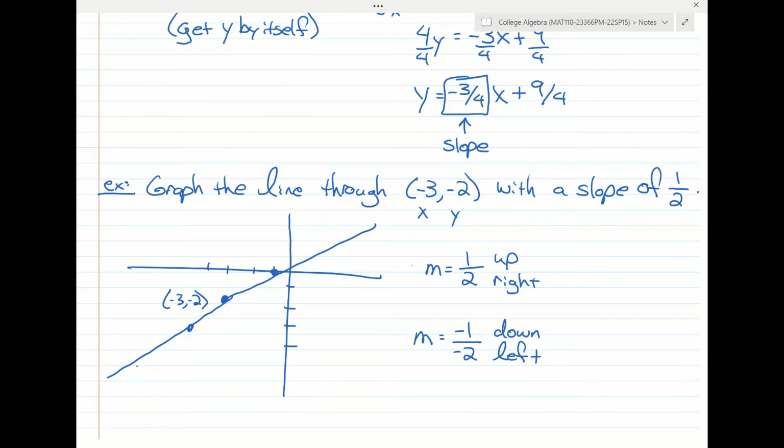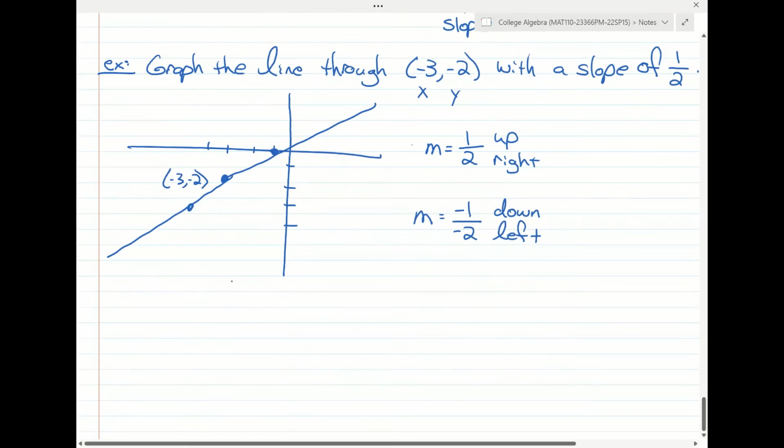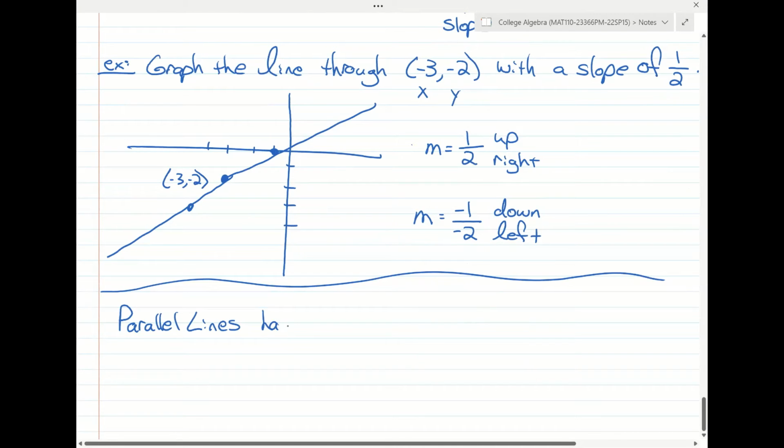One other thing to talk about with slope, and that's parallel and perpendicular lines. Parallel lines have the same slope, and they also never touch. Sometimes we draw lines that look like if they keep going forever, they'll never touch.